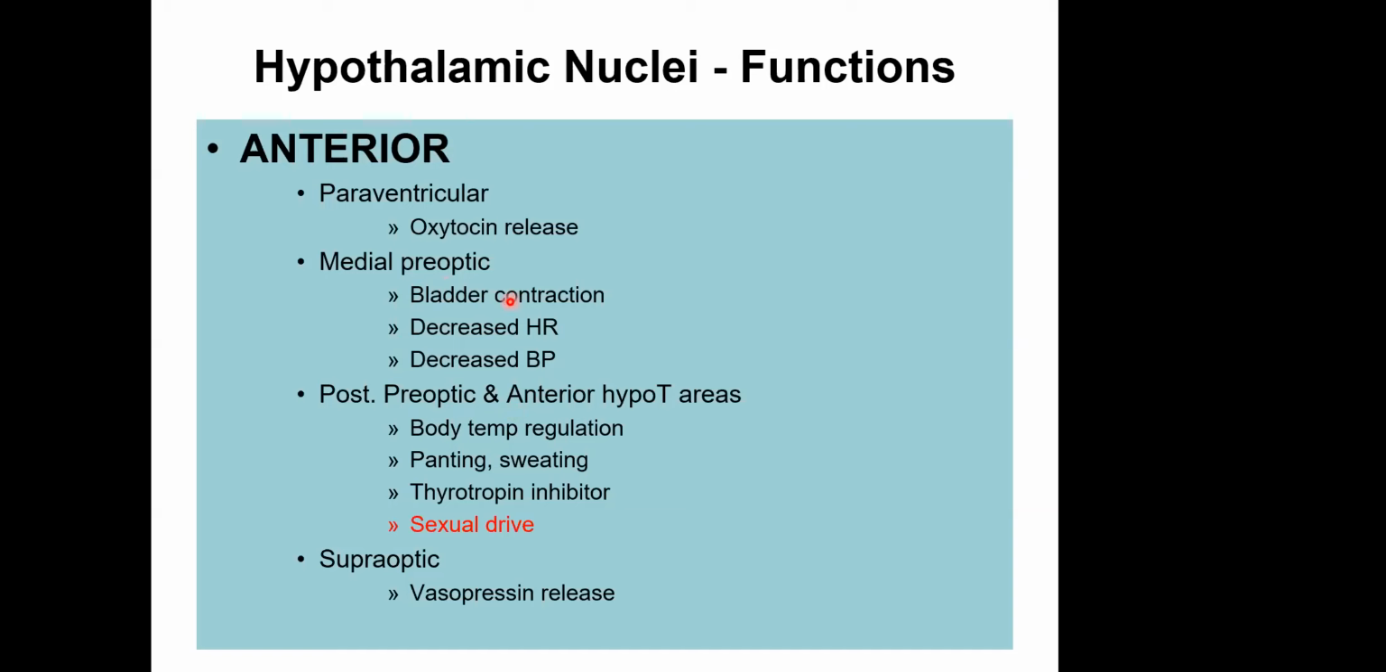However, bladder contraction, as you know, will be discussed in renal physiology. Heart rate and blood pressure, you have already read in cardiovascular physiology. So all of these, the ones in black, are basically vegetative or non-behavioral. However, the one given in red is the behavioral function. There's something to note.